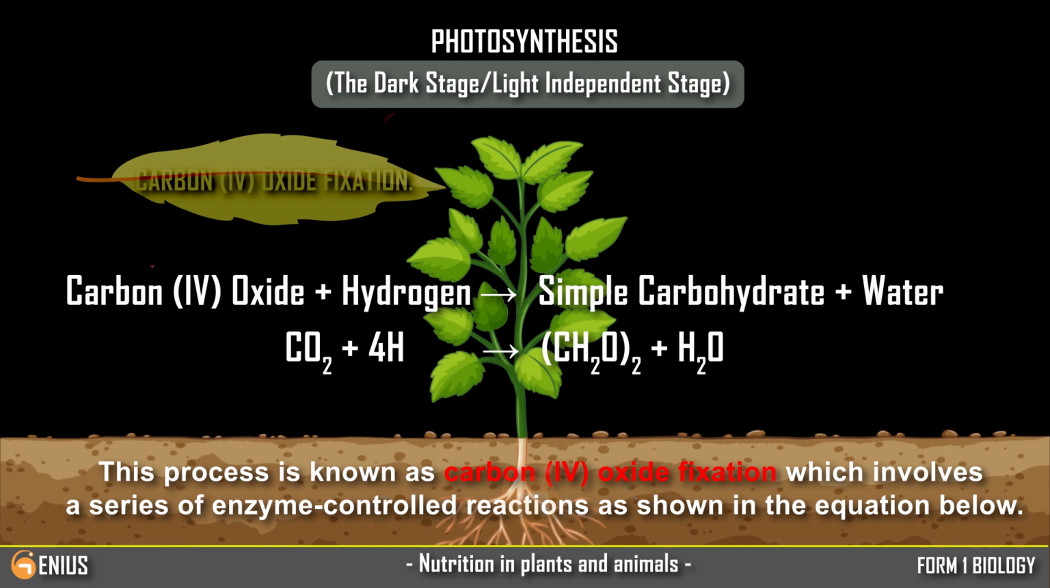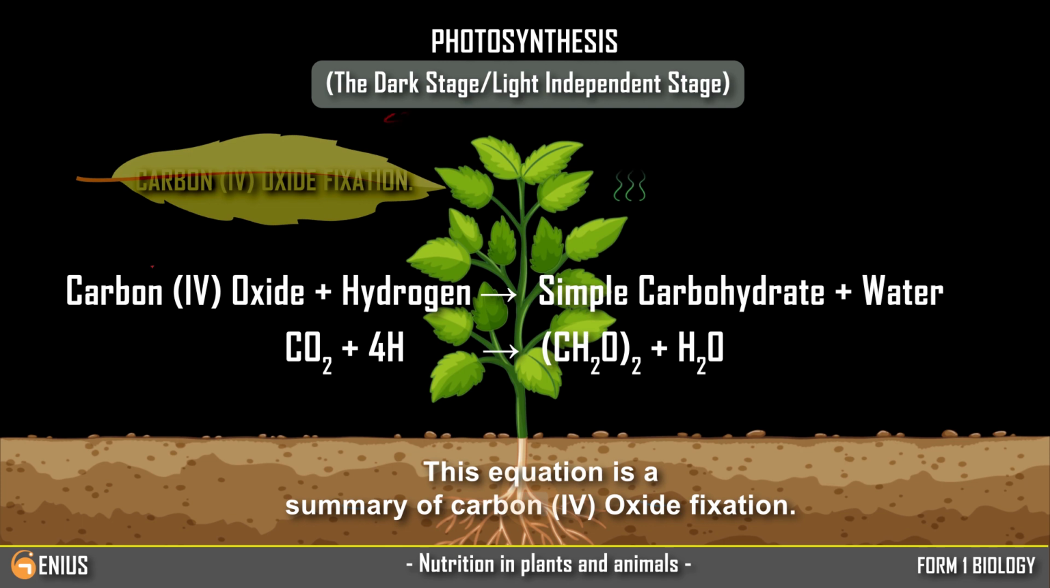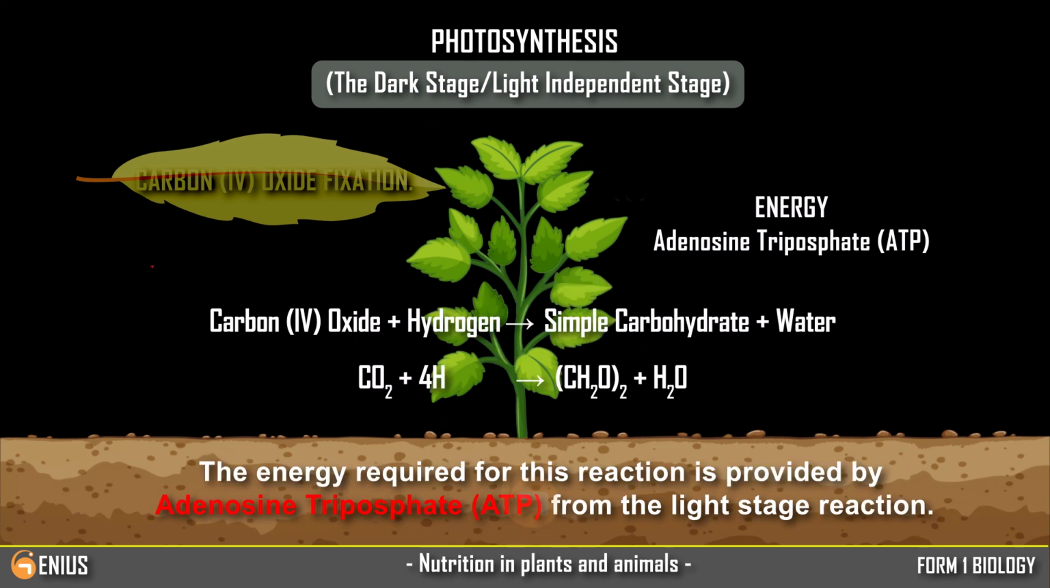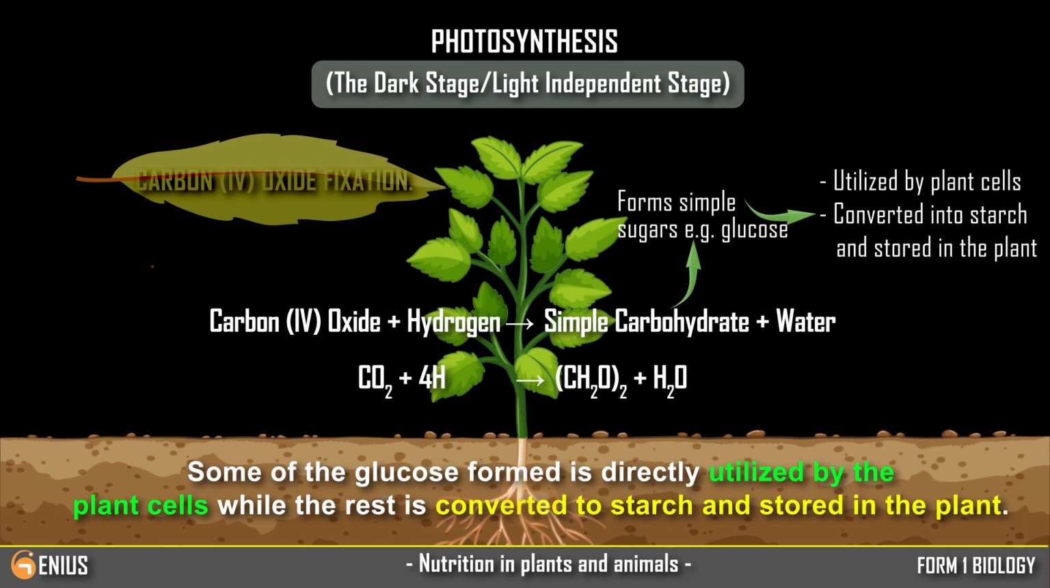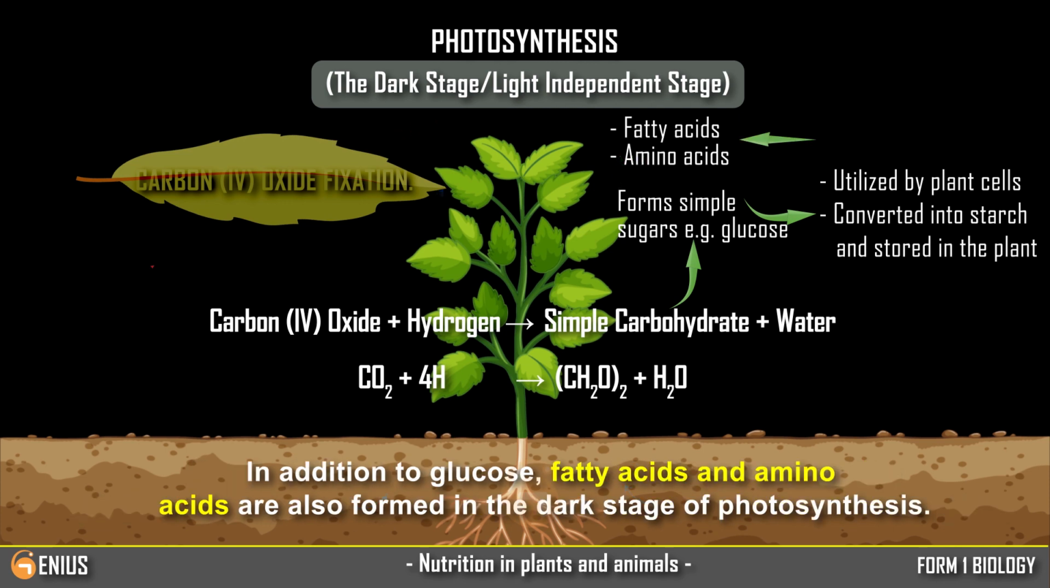This equation is a summary of carbon dioxide fixation. The energy required for this reaction is provided by ATP from the light stage reaction. The intermediate product undergoes further reactions to form simple sugars such as glucose. Some of the glucose formed is directly utilized by the plant cells, while the rest is converted to starch and stored in the plant. In addition to glucose, fatty acids and amino acids are also formed in the dark stage of photosynthesis.